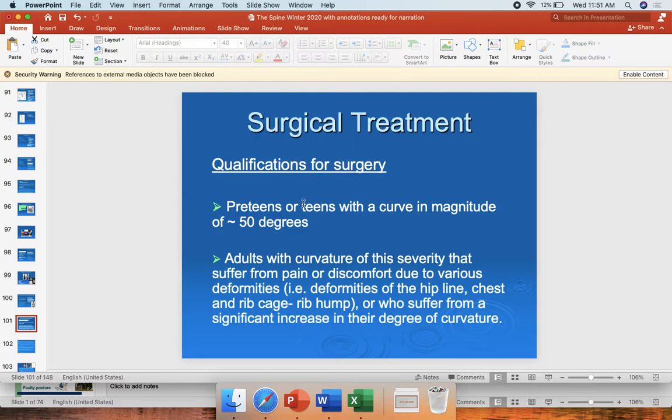So, qualifications for surgery: preteens or teens with a curve in magnitude of about 50 degrees. Realize that's going to be highly dependent, right? If a person's at 45 degrees and they are experiencing all sorts of discomfort and problems and pain, and they're having breathing problems and bowel problems and other things, obviously that person might be more of a candidate for surgery than someone else that has a 55 or 60 degree curvature, but they're able to live their life fairly comfortably and they don't experience many problems. So as with all things, it really is dependent on the symptoms for an individual.